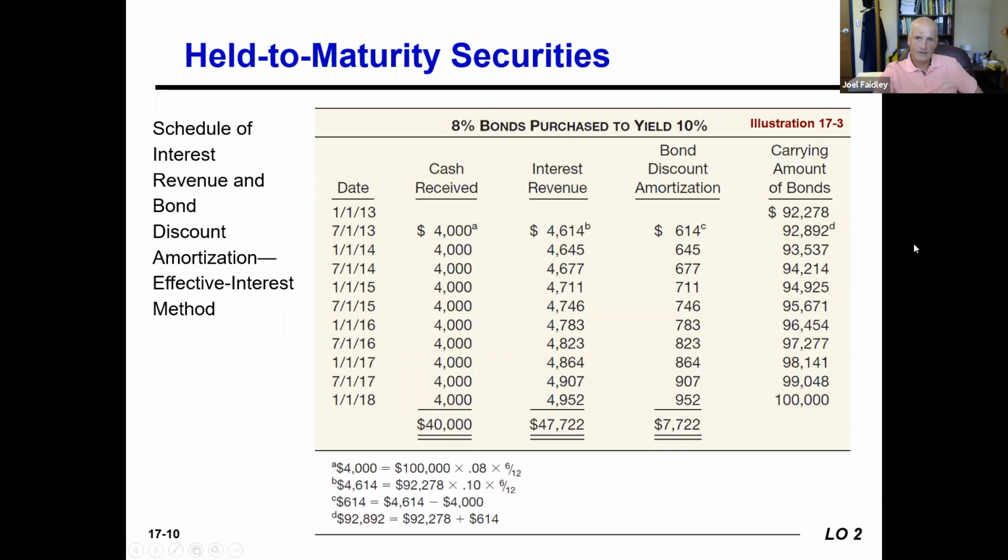All right, and so then we have a new balance. In the next 6 months, it's 5% times $92,892, which is $4,645. Discount amortized. Now you're up to $93,537. See, that's going up. It's going all the way up to $100,000.